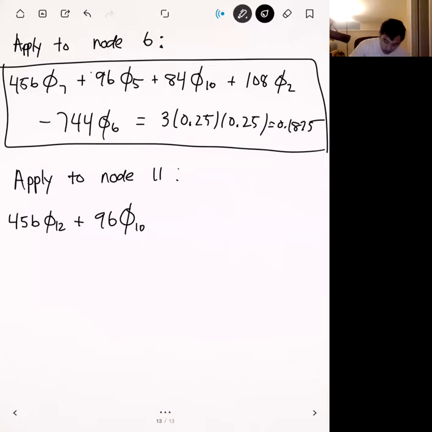And then we have plus 84 times the top neighbor. And so the top neighbor for node number 11 is 15, okay? And then we have plus 108 times the bottom neighbor. And so the bottom neighbor for node number 11 is phi 7. And then we have minus 744 phi me, which is phi 11, okay? And then we have the source term. And so the source term is 3 times its xy coordinates. So this is going to be 0.5 times 0.5. And so this is 0.75 right here.